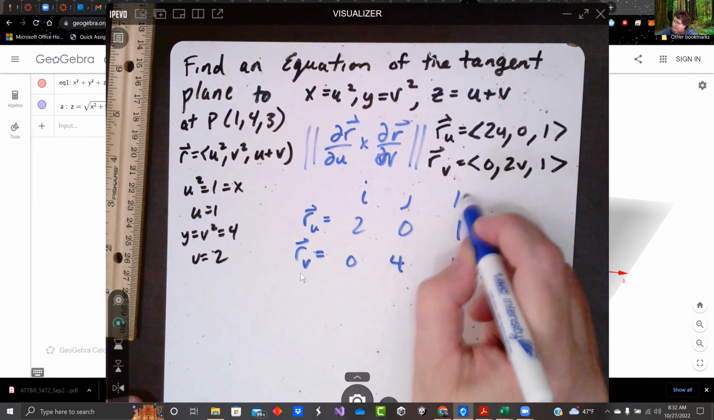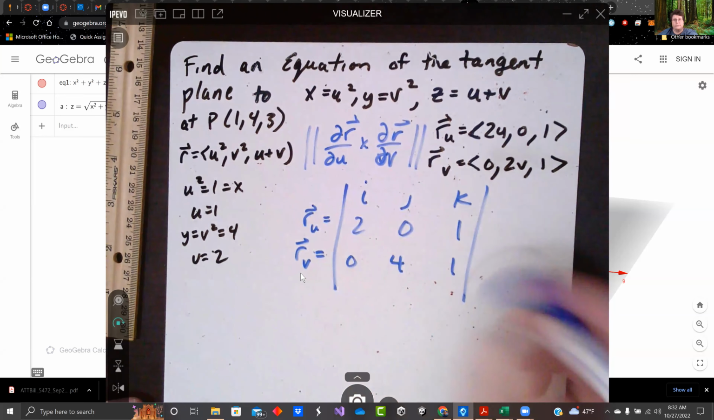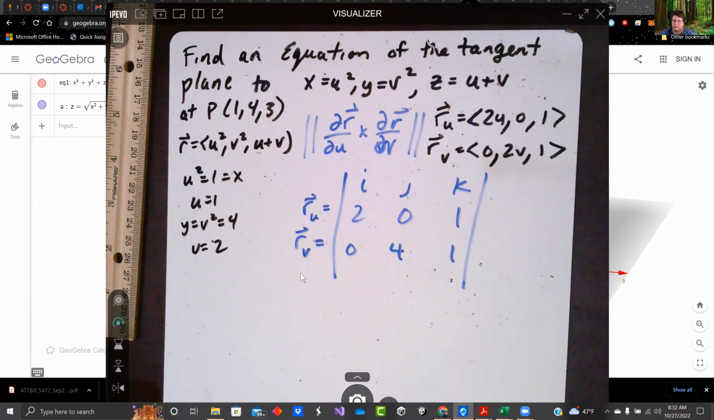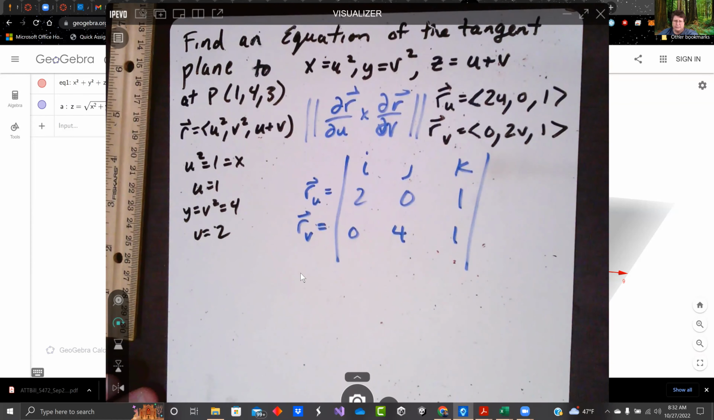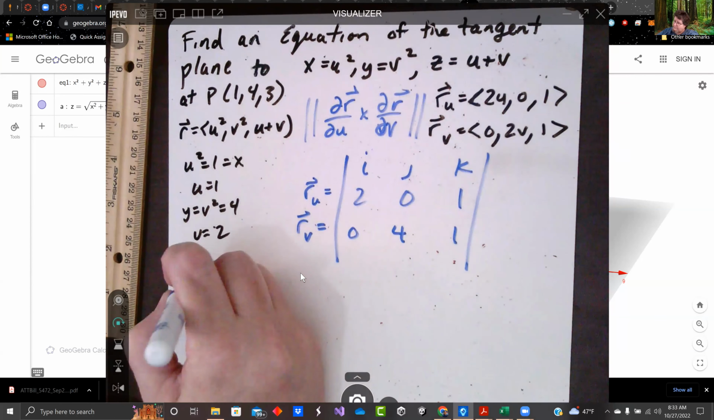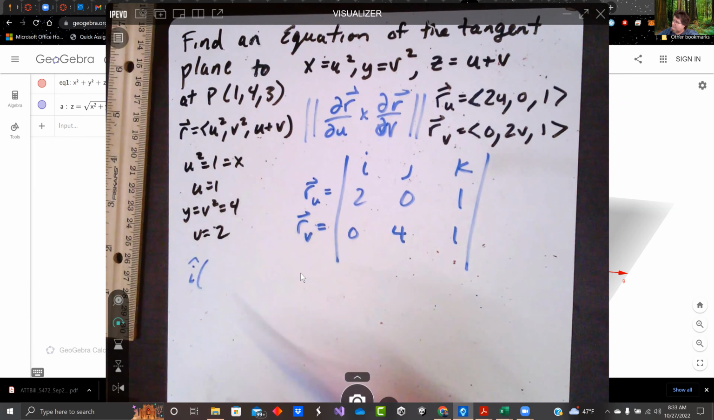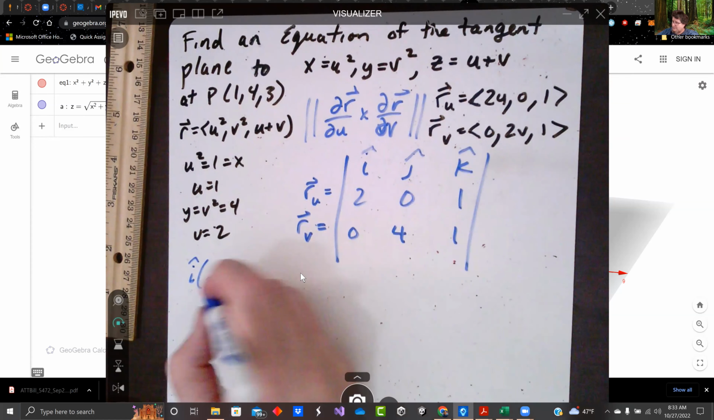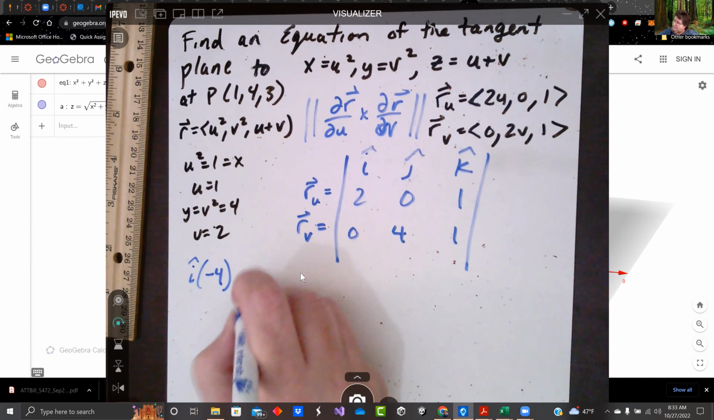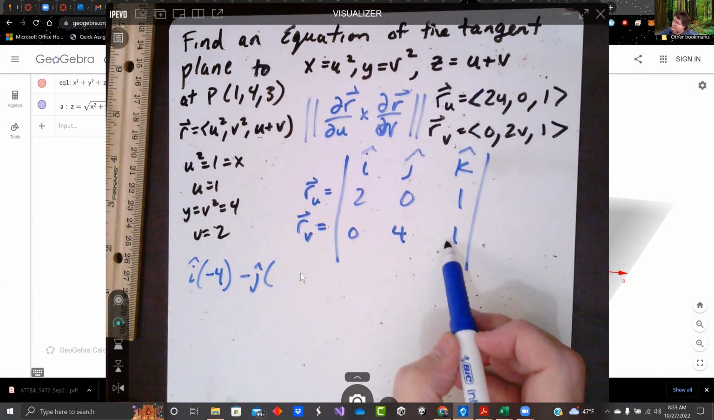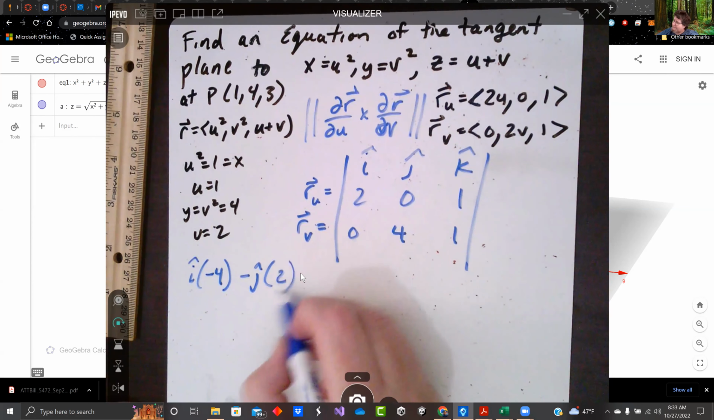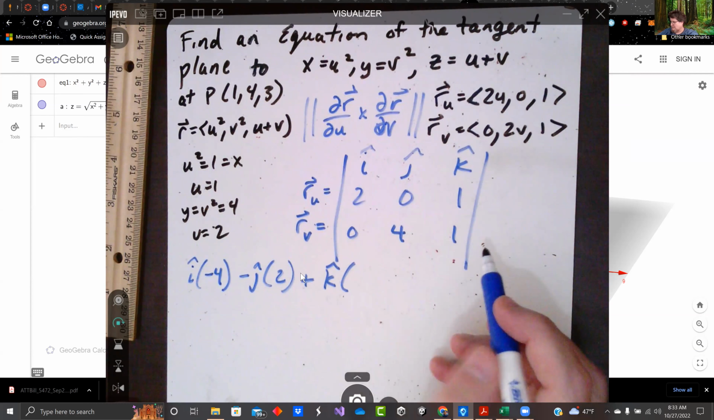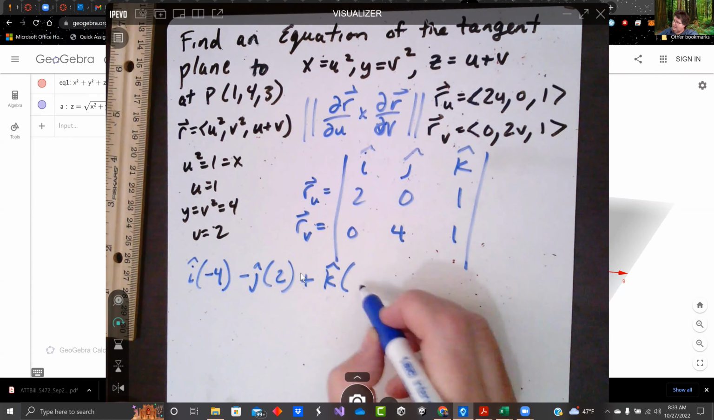And we set up our determinant, or sorry, our cross product. For i I get -4. j hat is 2 minus 0 is 2, but there's a negative out front. And I got 8 for k.